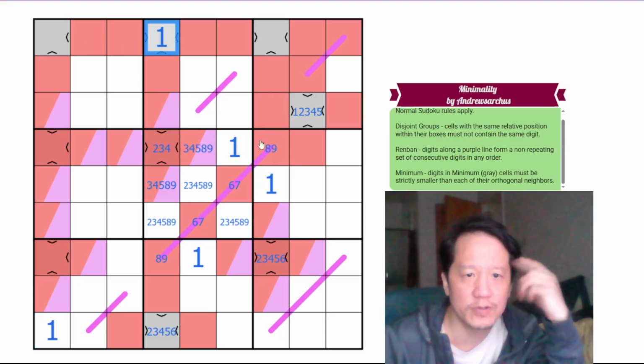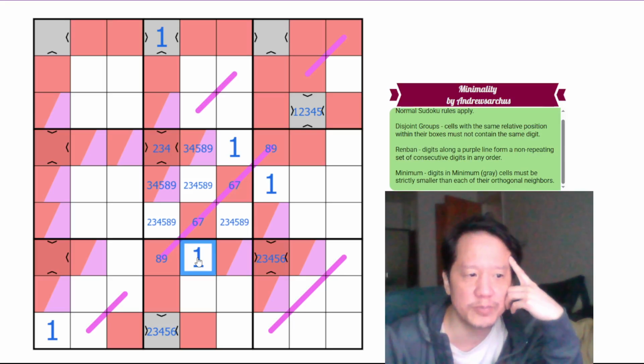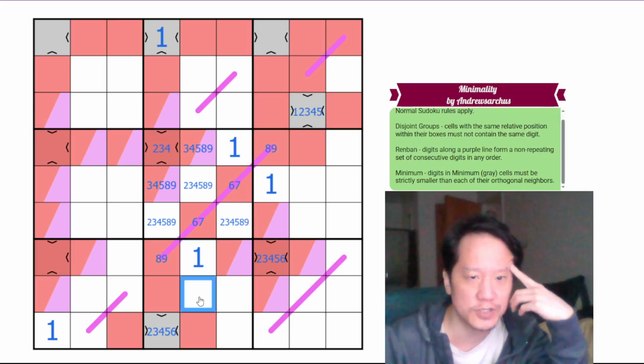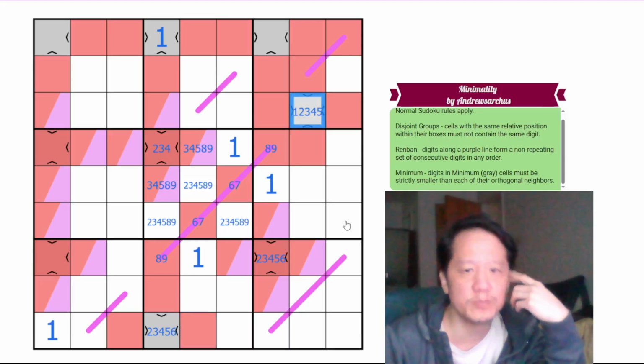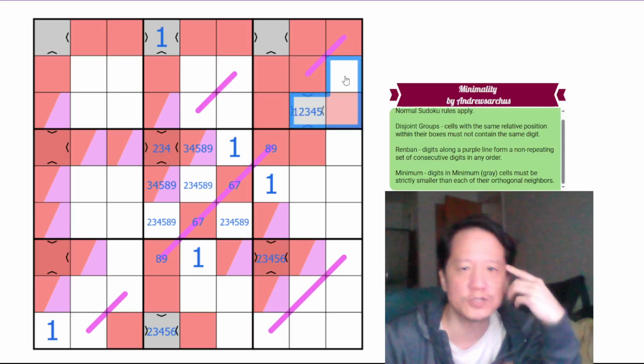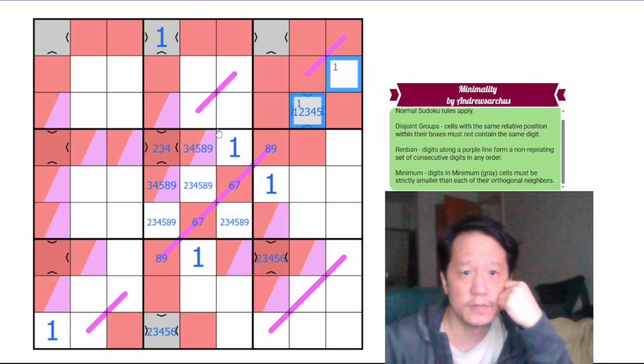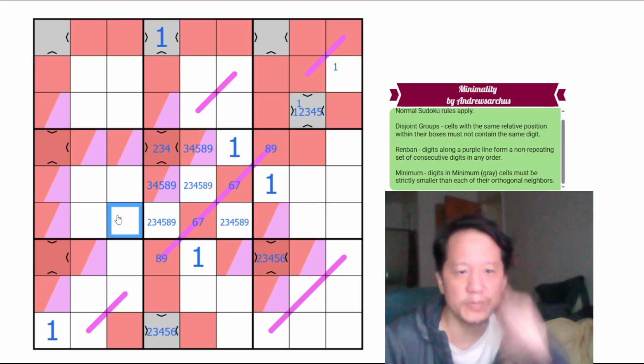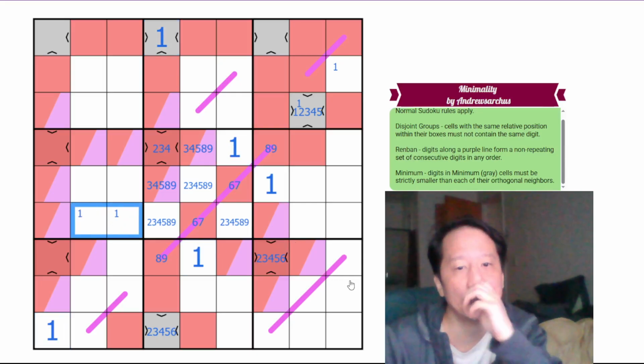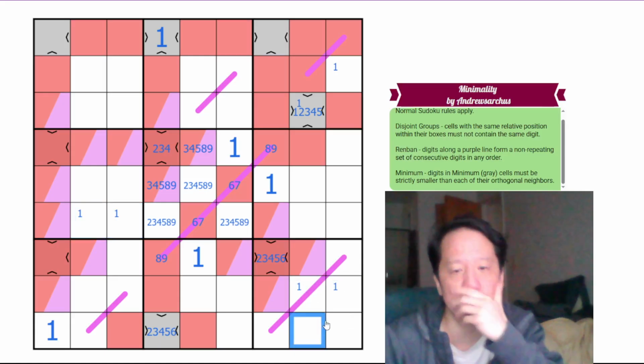So we have upper left, left central, lower left. We have upper central. We don't have central central. We need bottom central. So this could be bottom central. Okay, so one of these two is a 1. We're not sure which. In box 3, that means one of these two is a 1. And one of these two is a 1.